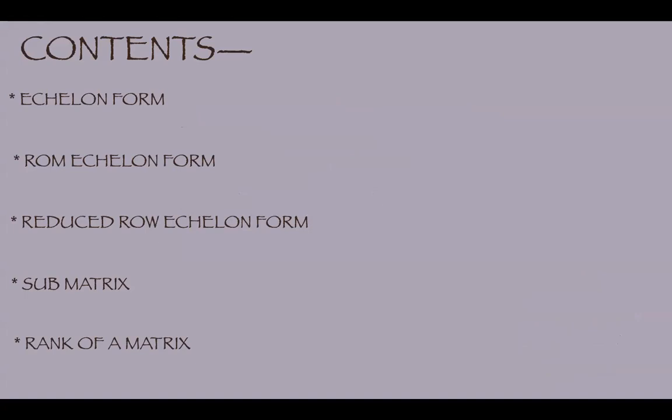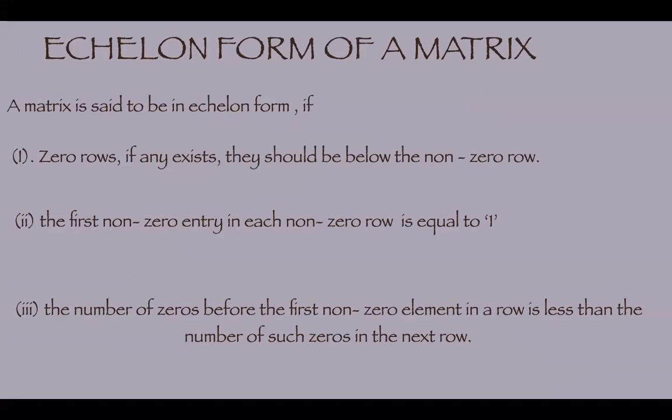The first one is echelon form. The second one is row echelon form. Third one is reduced echelon form. Fourth one is submatrix, and the fifth one is rank of a matrix. Now you can see this content step by step. I will show here the slideshow so you can observe it. Now let's go. First one, echelon form of a matrix.